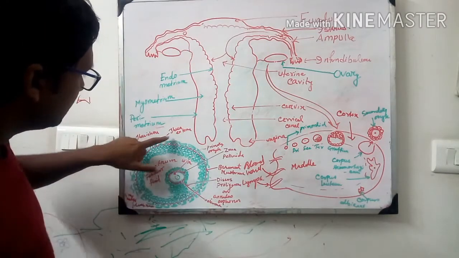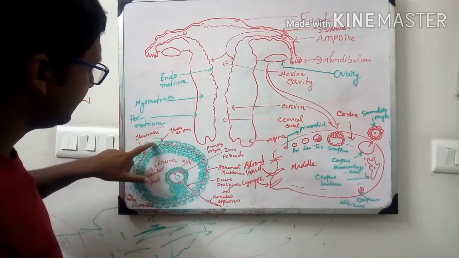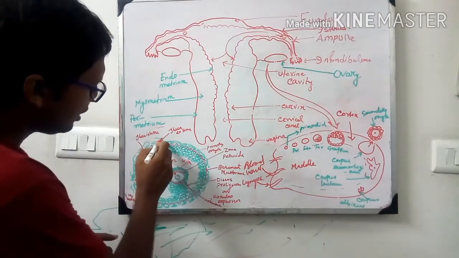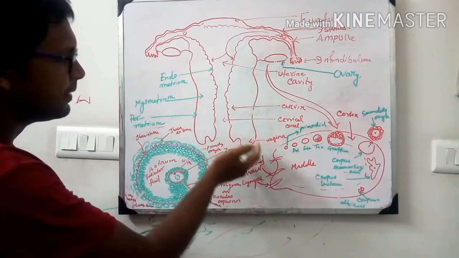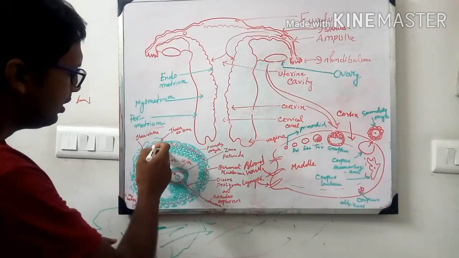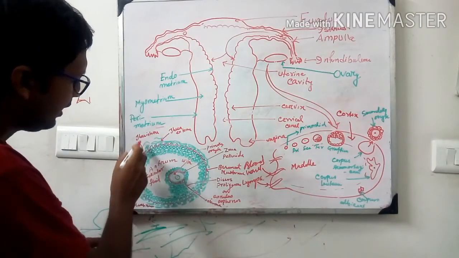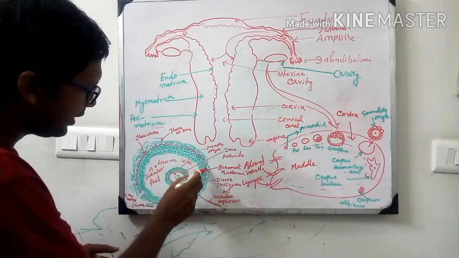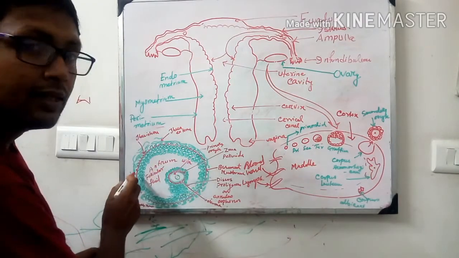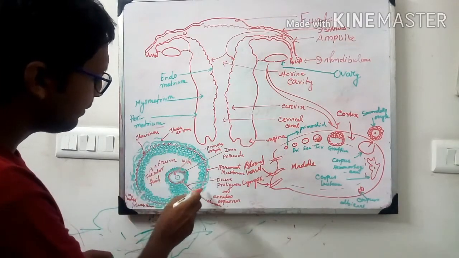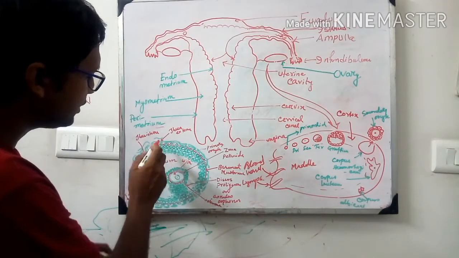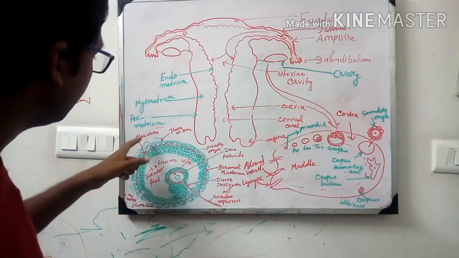The theca externa. Theca cells are there. The outer layer is the theca externa, and just below this is the basement layer. This red colored layer is called the basement layer. This is the basement membrane. And just close to the basement membrane, this is the theca interna.